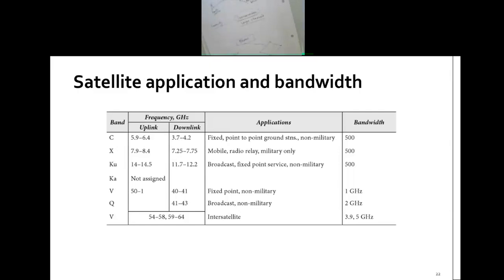Then another band is the X band, 7.9 to 8.4. That is the uplink frequency, and the downlink frequency is 7.25 to 7.75. And applications are mobile and radio relay and military only. So these are the various bands, and these are the various applications there.